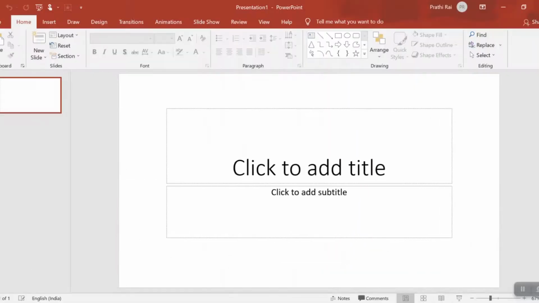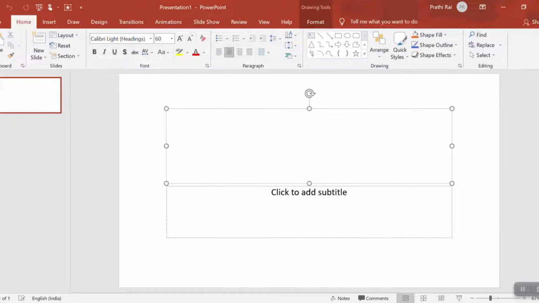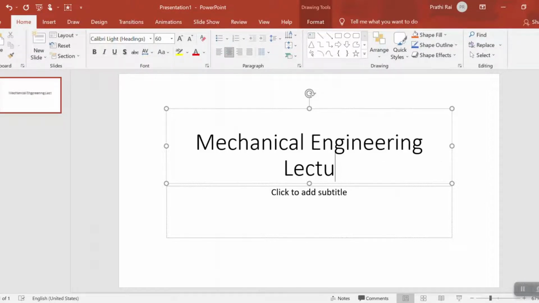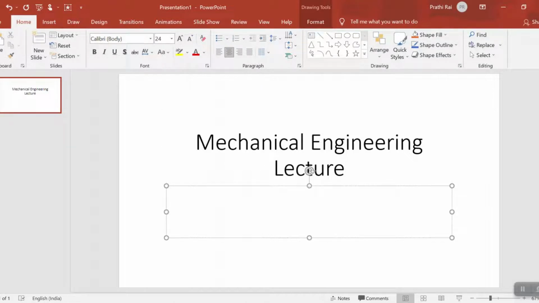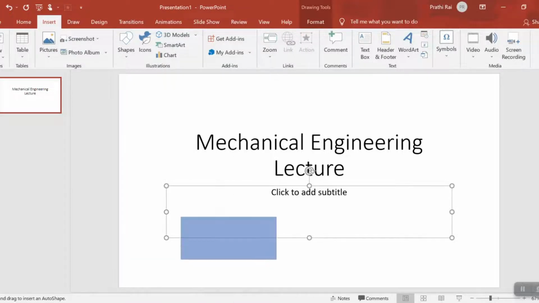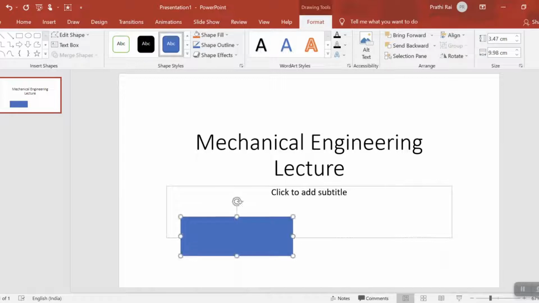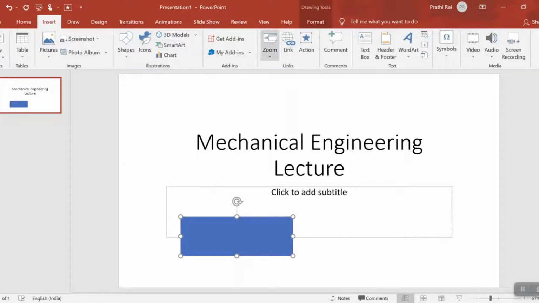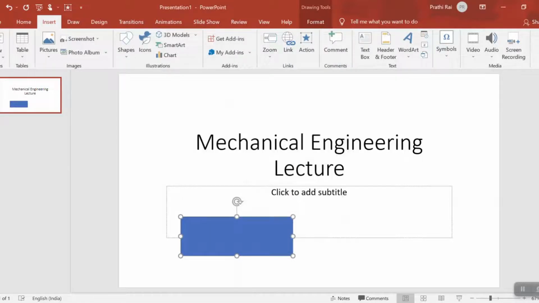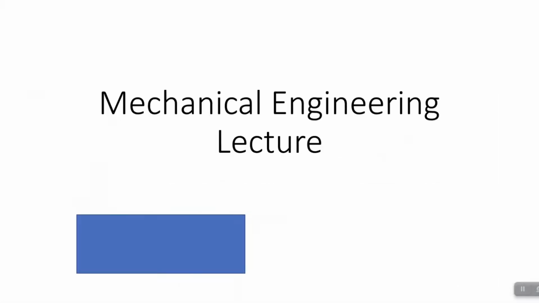I will take a blank presentation. Now here I will give the topic as mechanical engineering lecture. I will take an icon. So shape, I will take it as a rectangle. Now click on this rectangle, go to insert, go to action, click on run program, and the link that you had copied, paste it here. Control V. Click on OK and play the presentation.